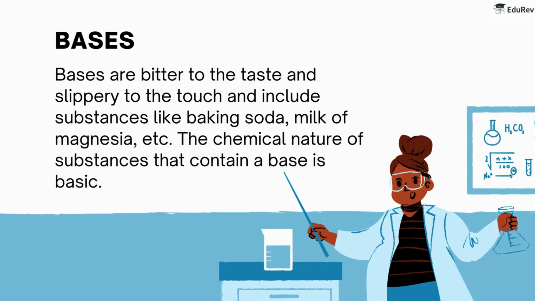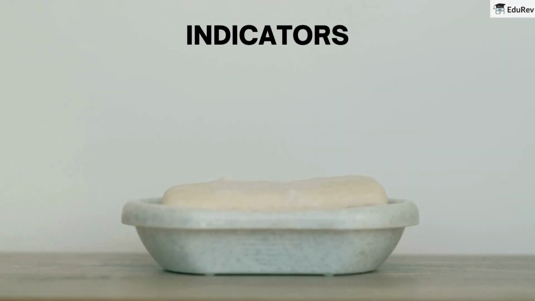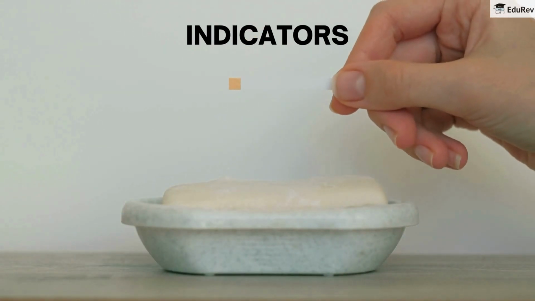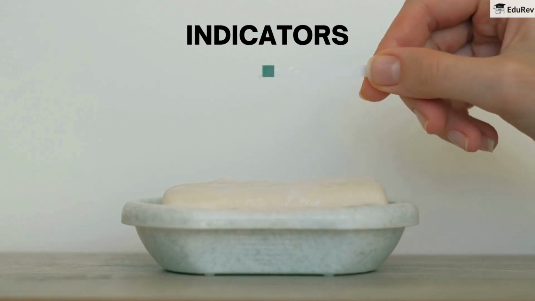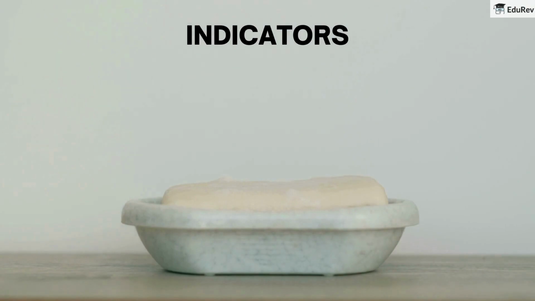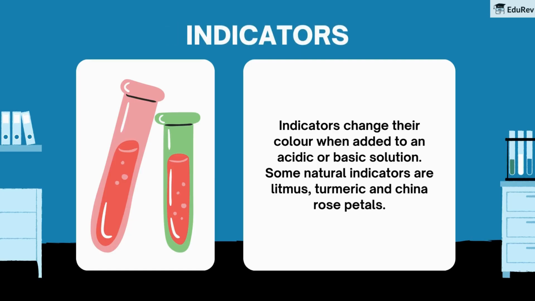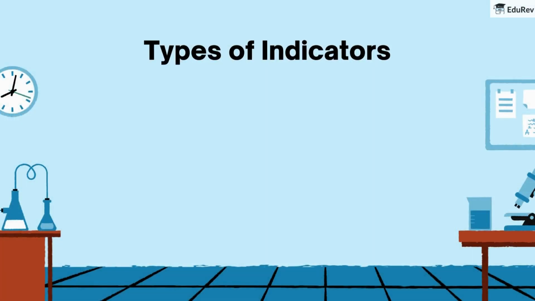Now, we will move on to something super cool. Indicators. Indicators are special substances that help us figure out if something is acidic or basic. How? Indicators change their color when added to an acidic or basic solution. Some natural indicators are litmus, turmeric, and China rose petals. Isn't that awesome? Let's dive a bit deeper into indicators.